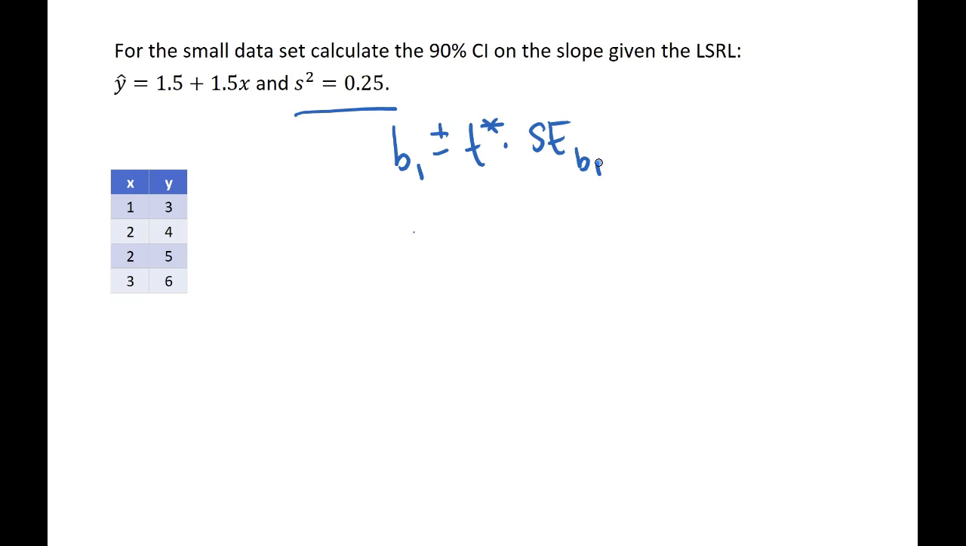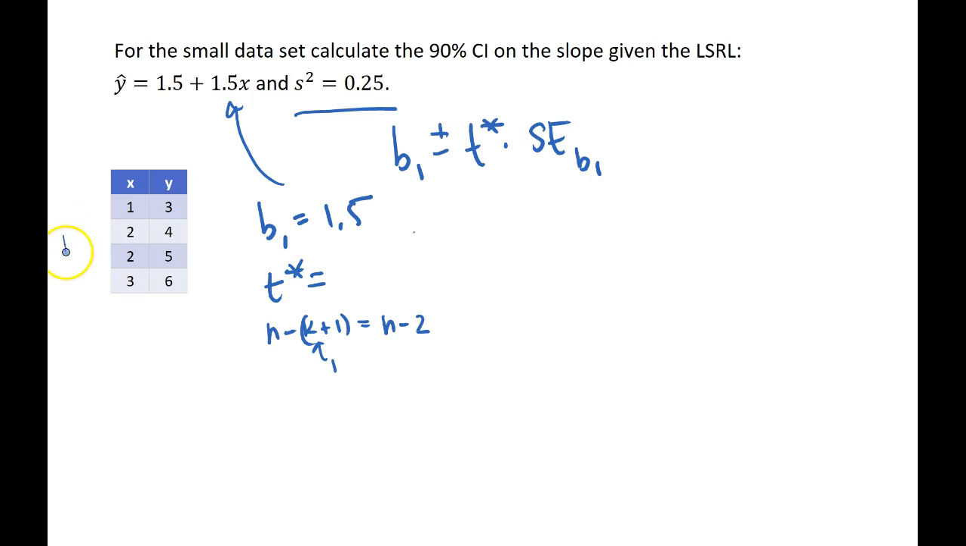So b1 is simply equal to 1.5. That's from our least squares regression line. The t critical value will come from a t distribution with n minus (k plus 1) degrees of freedom. In simple linear regression, this is n minus 2 because k is equal to 1. We have 4 observations, so n is equal to 4, which implies the degrees of freedom is equal to 2.